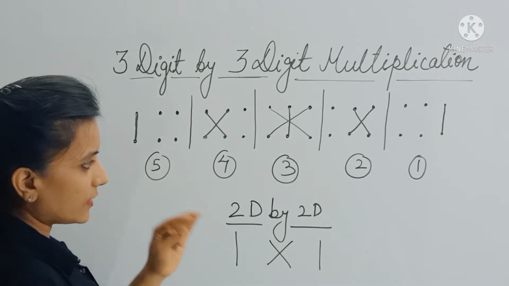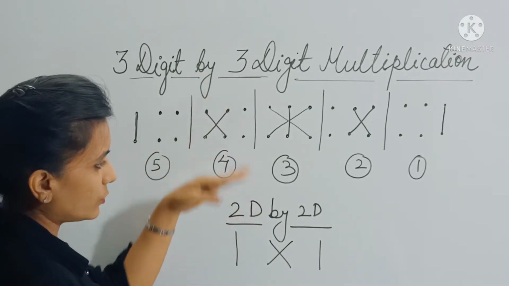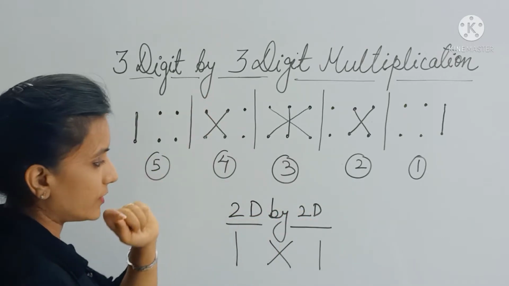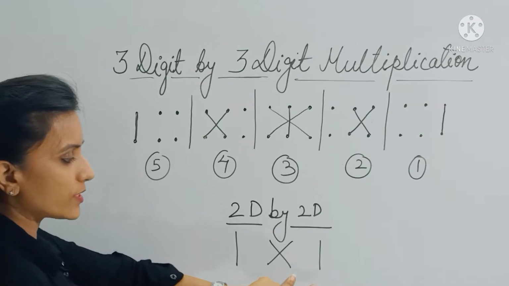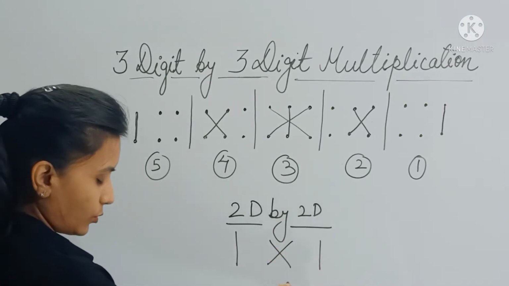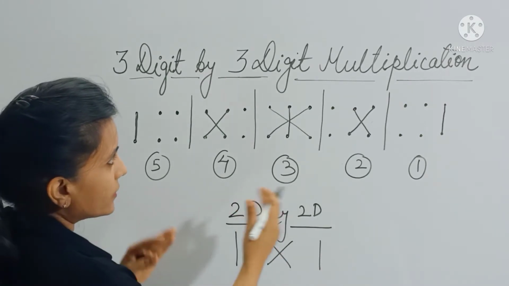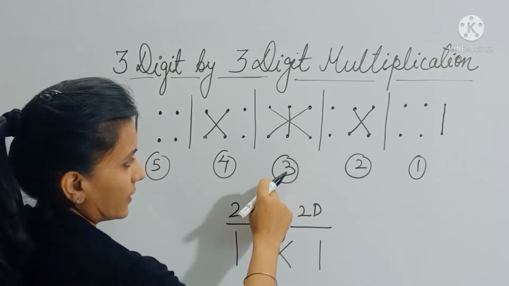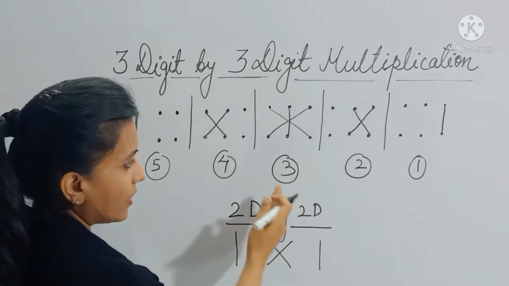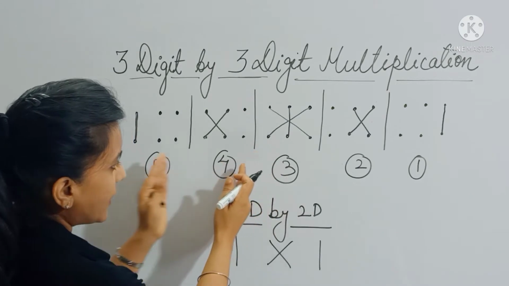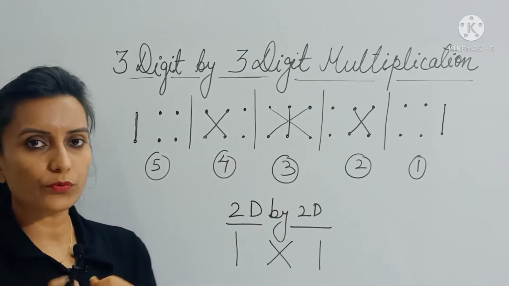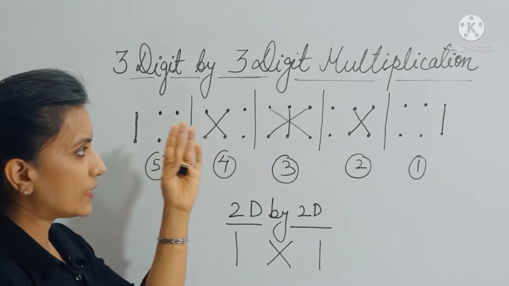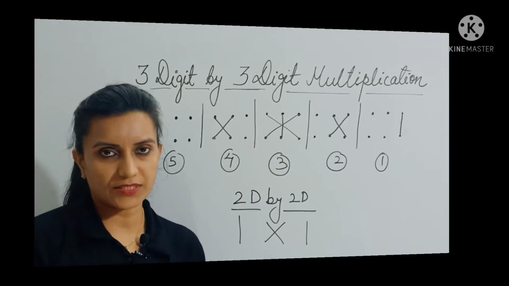So if you see the difference between these two, 2D by 2D and 3D by 3D is, in 2D by 2D you have two designs, right? One is I and the other one is X. And in 3D by 3D you have 3 designs because it's a 3-digit number, right? After the third step you can see the pattern is repeating. Alright, so let's see how do we use this pattern to multiply 3-digit numbers.